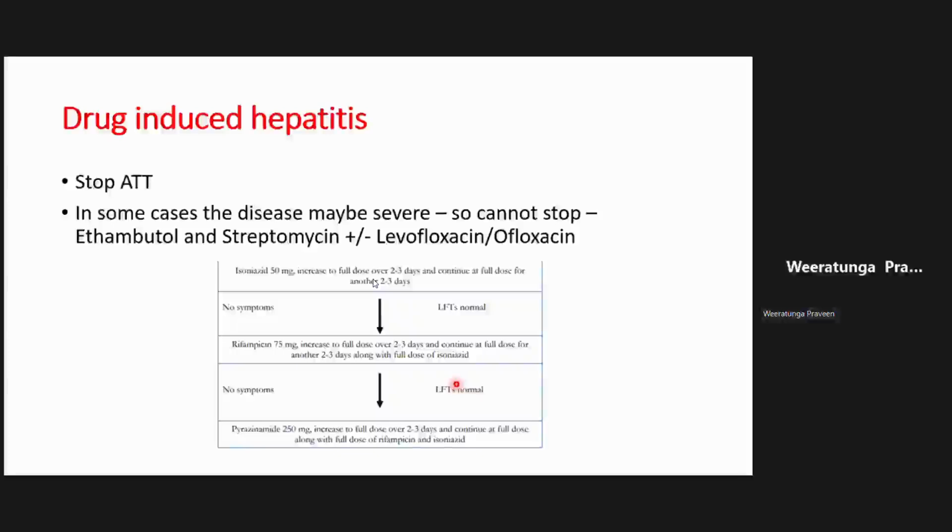So there are two things to remember. In anti-TB induced hepatitis, you stop the drugs, no doubt about that. In most patients we wait until the transaminases normalize and reintroduce the anti-TB drugs one by one slowly, monitoring the liver function. That is one way. The other way is some patients have very severe disease. The special example in this is CNS TB. If you stop all the drugs for CNS TB, the patient is definitely going to die.